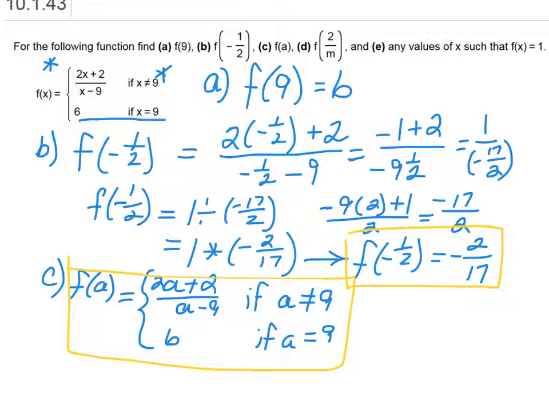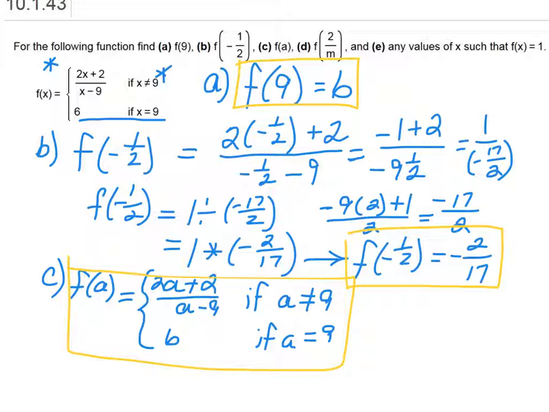So part A, f of 9 is equal to 6. Part B, f of negative 1/2 is equal to negative 2 over 17. Part C, f of a is equal to the same function as f of x, replacing x with a. And now we're ready to look at part D.